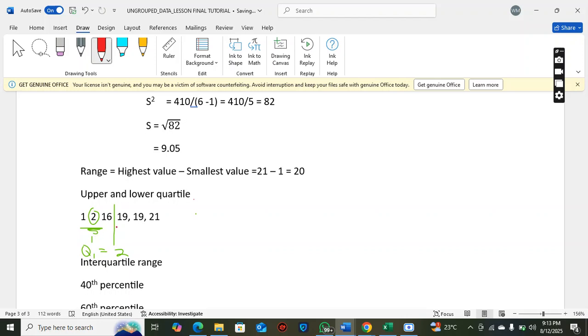In our upper quartile, you look at the upper half of the data set. The number in the middle is 19. So that is Q3, which is just telling us 75% of the data values are below 19 and 25% of the data values are above 19. So Q3 equals 19.